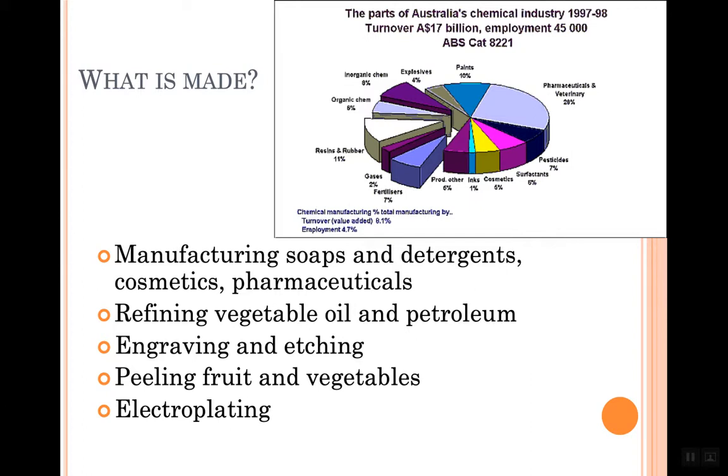What's being made? Well, over a quarter of it is medicines, which are either used in humans or animals. Okay? Other major contributors, lots of paints, lots of pesticides and fertilisers used in farming, lots of resins and rubbers, and then a few smaller things like inks and cosmetics and that kind of stuff.